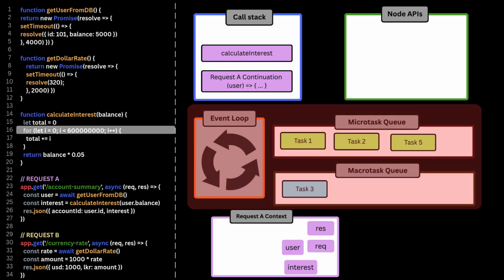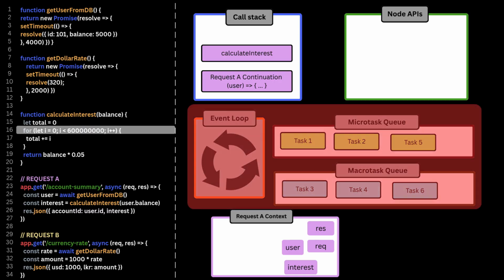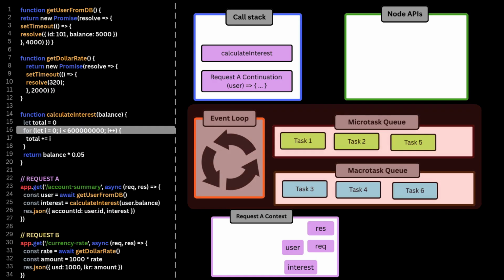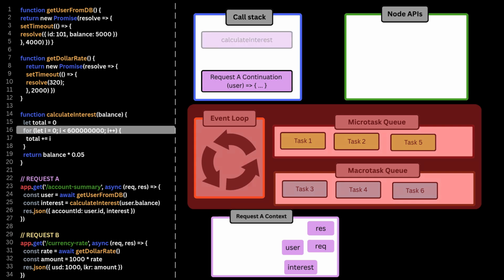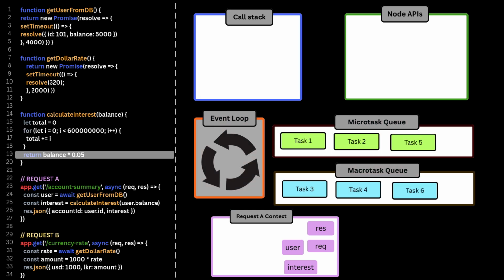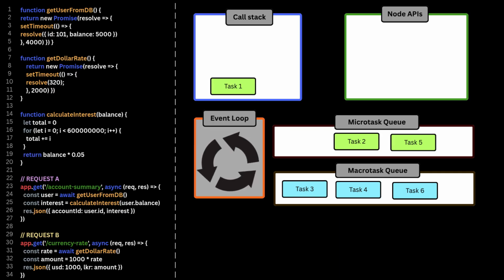While the thread is busy, the event loop cannot continue processing queues. Microtasks wait, macrotasks wait, new incoming requests also wait. This is one of the most important limitations of Node.js. Asynchronous I/O is non-blocking, but heavy JavaScript execution can still block the entire thread. Once the calculation finishes, Node.js sends the final response back to the user.